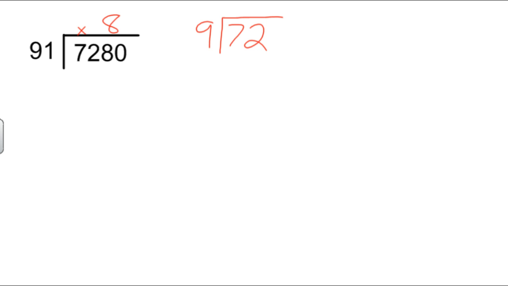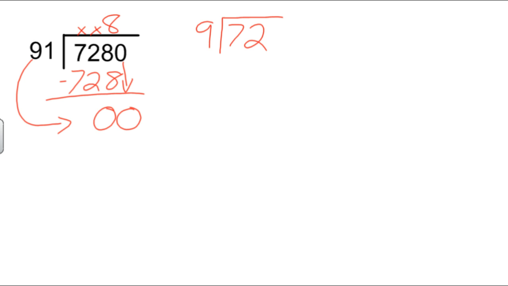91 doesn't go into 7. 91 doesn't go into 72. But 91 goes into 728, and I get 728. Subtract 0, bring down. 91 divides into 0 times. The answer is not 8, it is 80. Okay? When you bring that 0 down, you have to make sure that you divide again and get that 0.